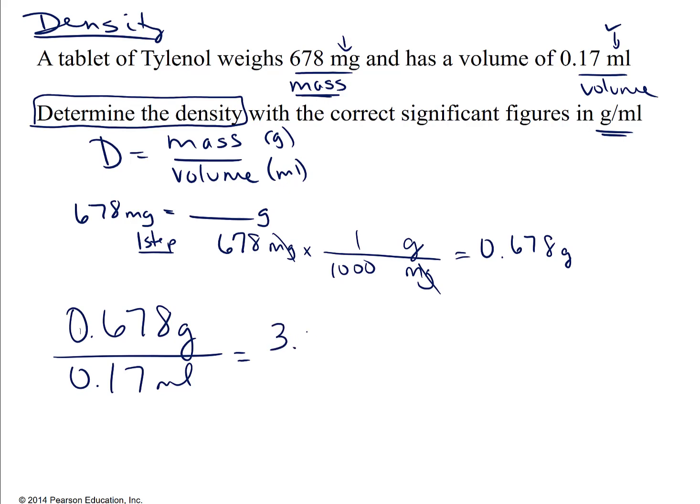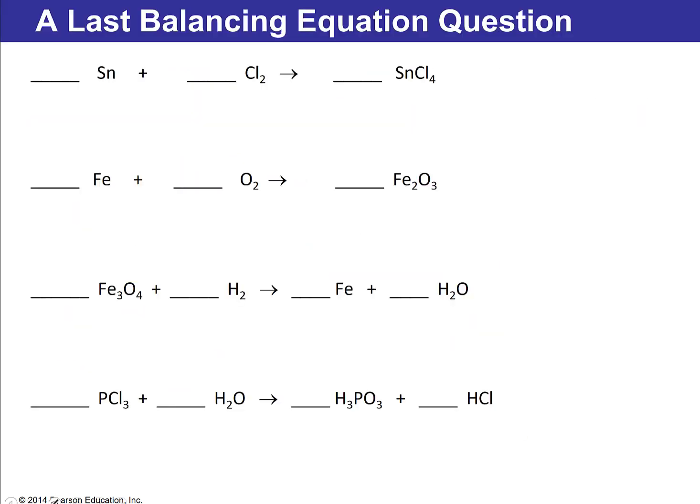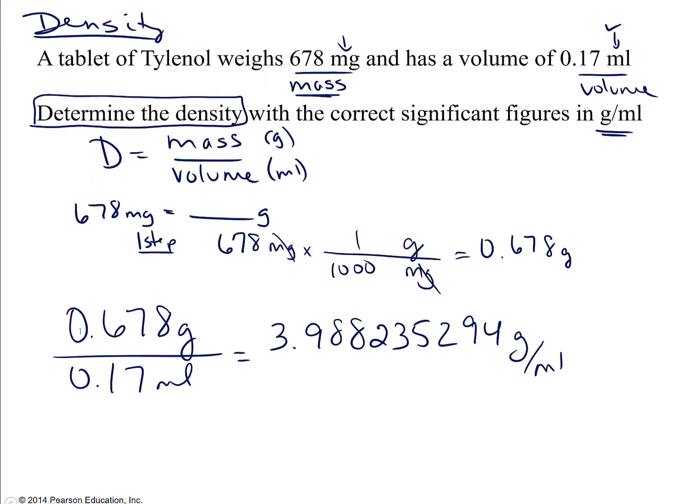And we get 3.988235294 grams per mil. But you can't keep all of those numbers. So here, this is division, and significant figures come into play. 678, that is 3 significant figures. Even 0.678 grams, 3 significant figures. 0.17, 2 significant figures. So therefore my answer has to have 2 significant figures.